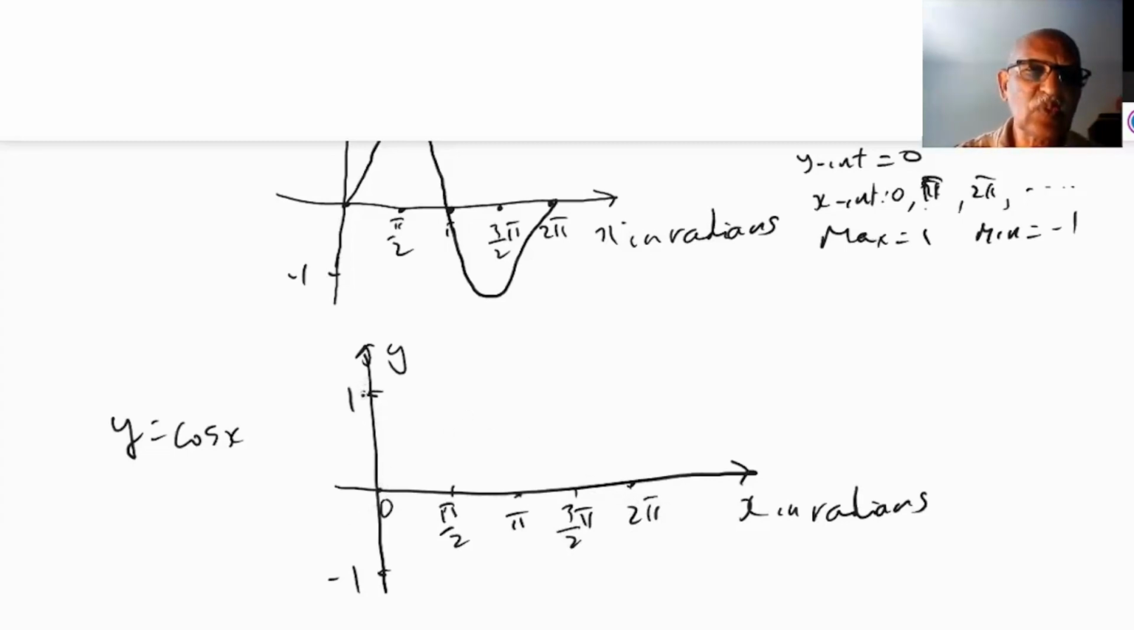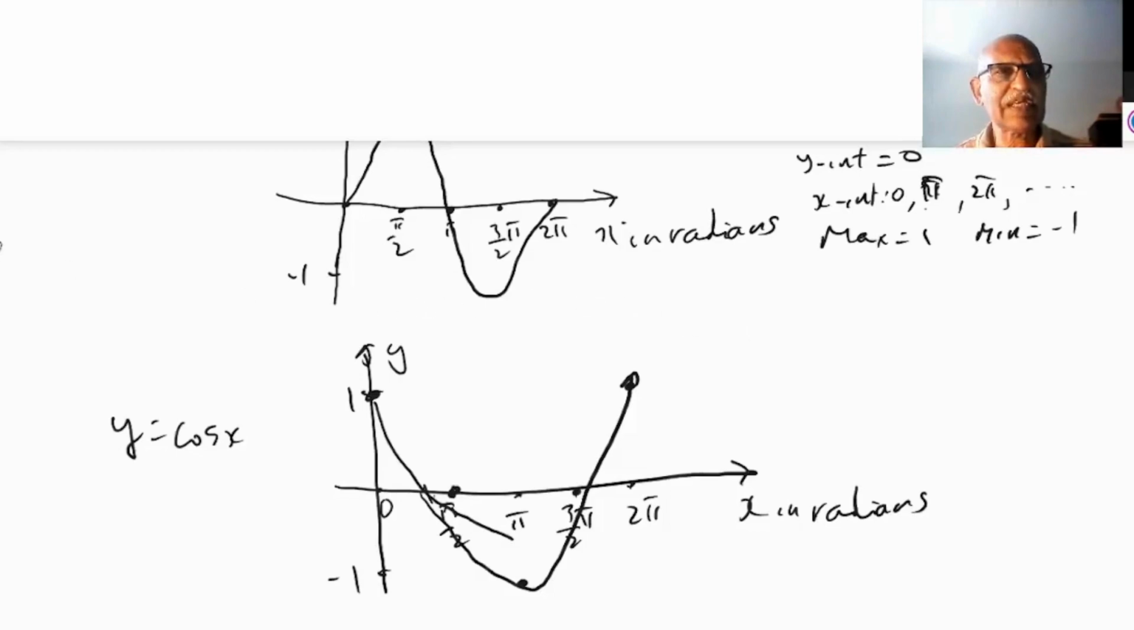Cosine of 0 is 1. Cosine of pi over 2, which is 90 degrees, is 0. Cosine of pi is -1. Cosine of 3 over 2 pi, which is 270, is 0. And cosine of 2 pi is the same as 0, which is 1. Therefore, the cosine graph starts always from the maximum. This is one graph. Okay, so this is what we have in the cosine graph.